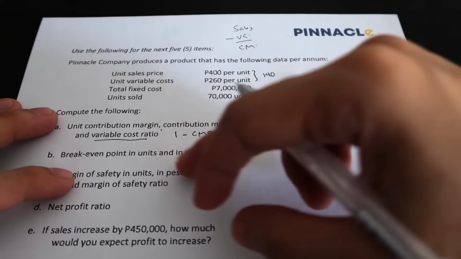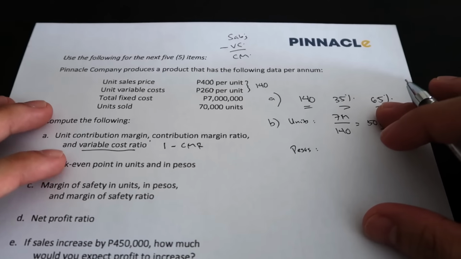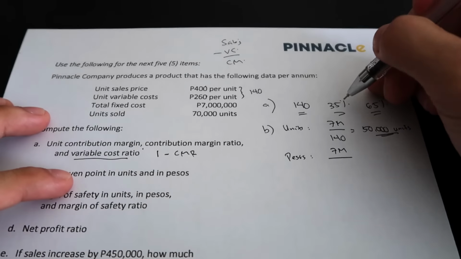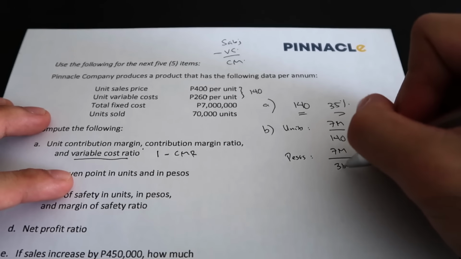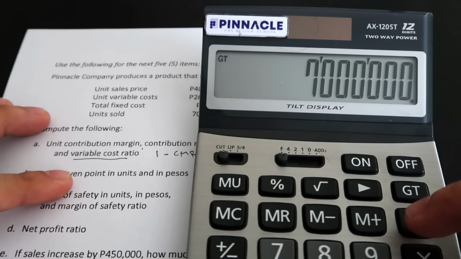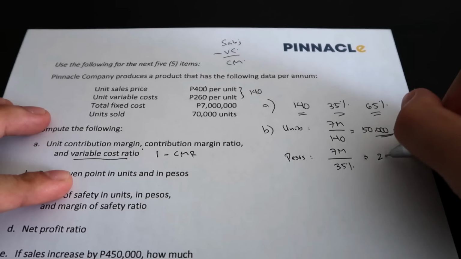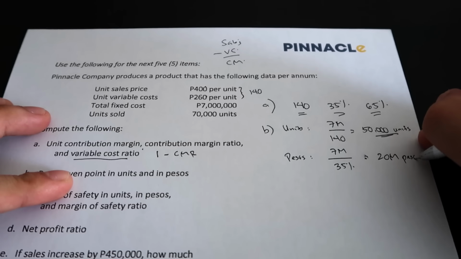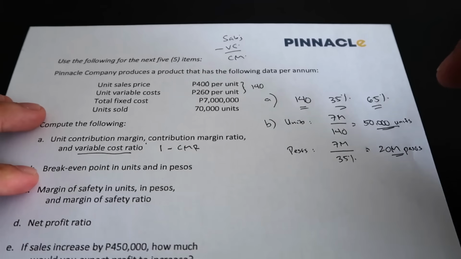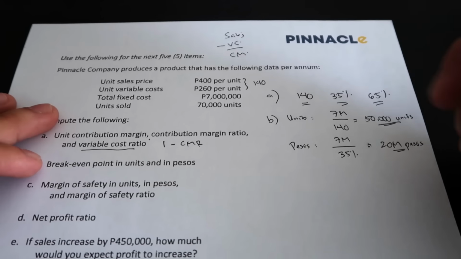If your denominator is CM per unit, the result is number of units. Got it? In pesos, our formula is fixed cost, 7 million, divided by CM ratio. We computed the CM ratio earlier at 35%. 7 million divided by 0.35 is 20 million. So our break-even point in pesos is 20 million. So fixed cost divided by CM ratio.